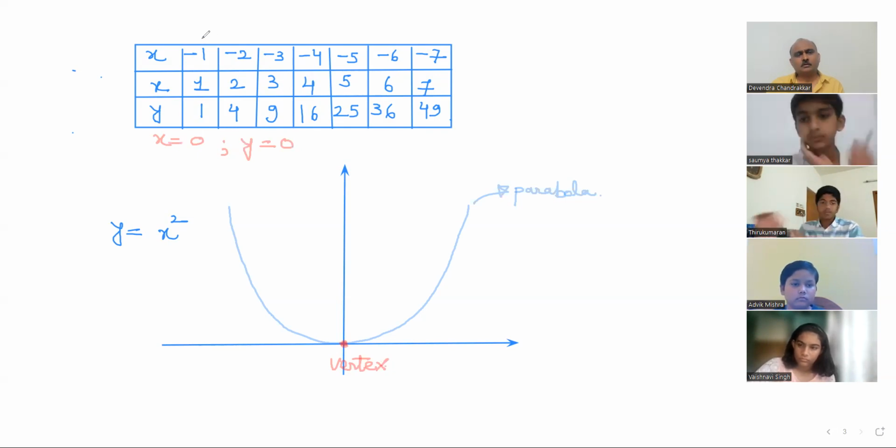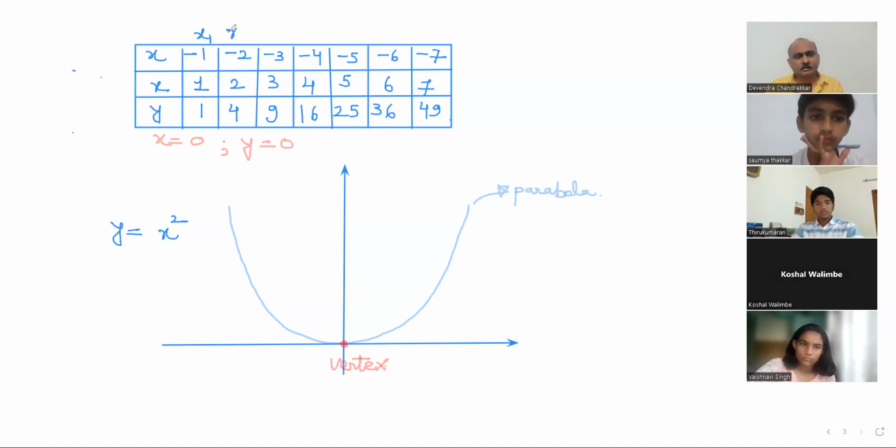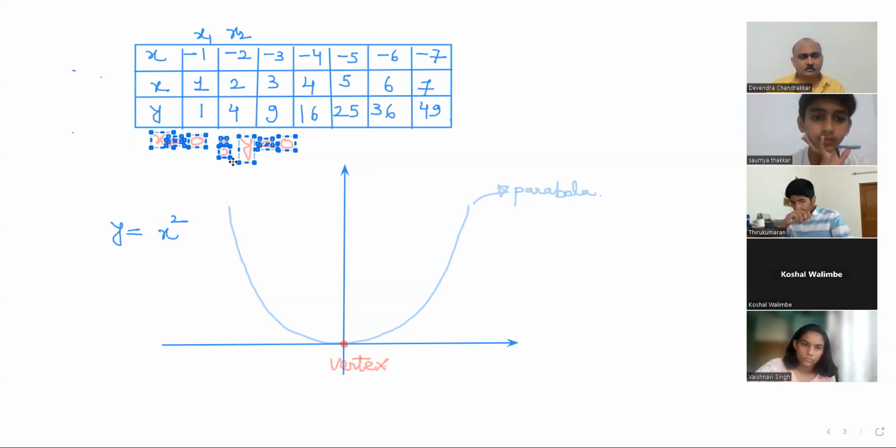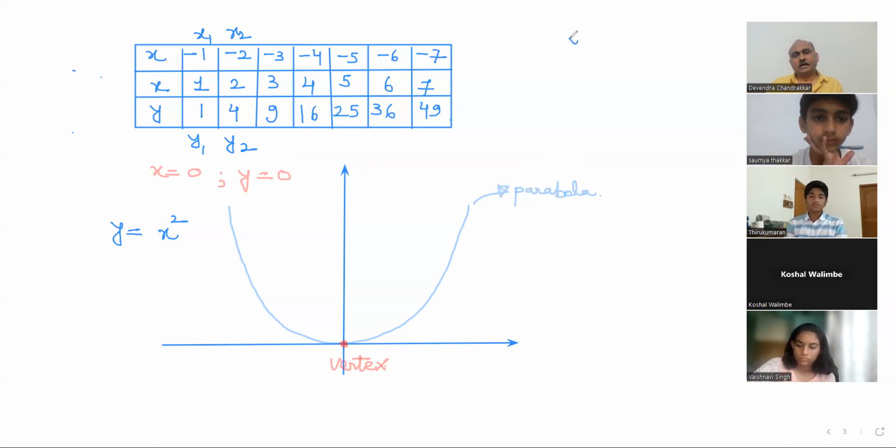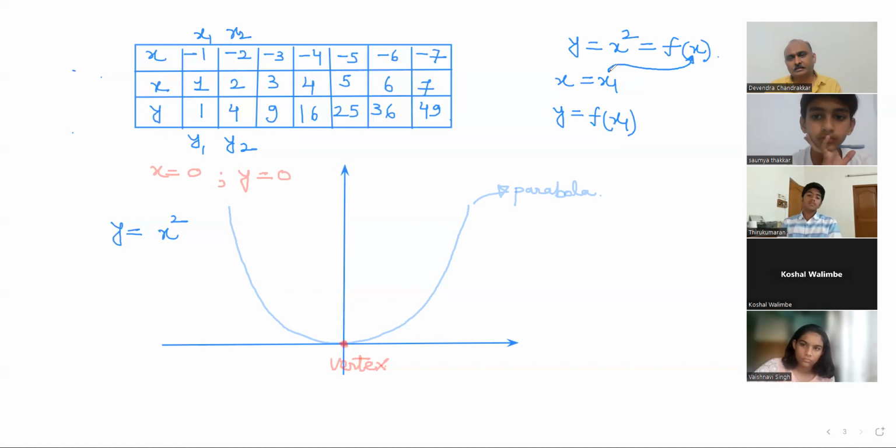Now, let's look at these two values. Okay? Let's name them x1, x2, and the corresponding values of y are y1 and y2. Okay. We have this curve as y is equal to x square, and we will write it as y as a function of x, right? When x is equal to x1, y is written as f of x1. Why? Because we substitute the value of x as x1, right? And you substitute x as how much? x1, right? So y1 will be x1 square.